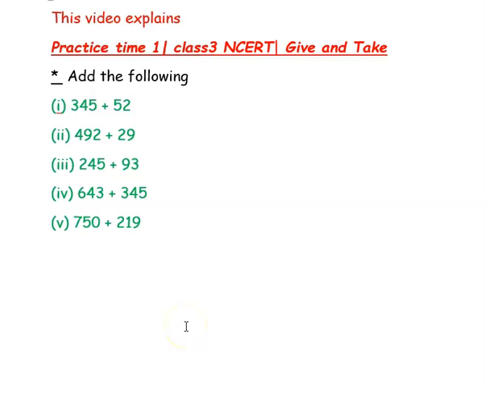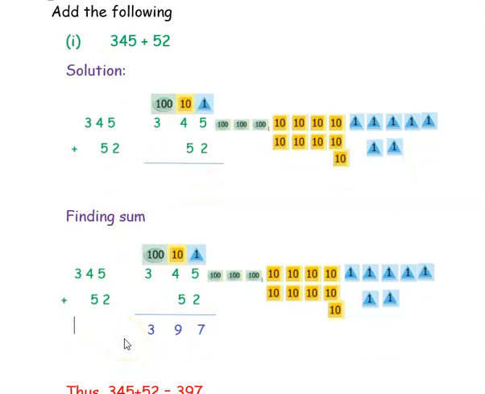In this video, we are going to practice a few problems on adding 2-digit and 3-digit numbers. First problem given is add 345 plus 52. First we will write in the form of tens and ones. So first I have written the number 345. 3 comes under 100, 4 comes under 10 and 5 comes under 1. The same way 52, 5 comes under 10 and 2 comes under 1.